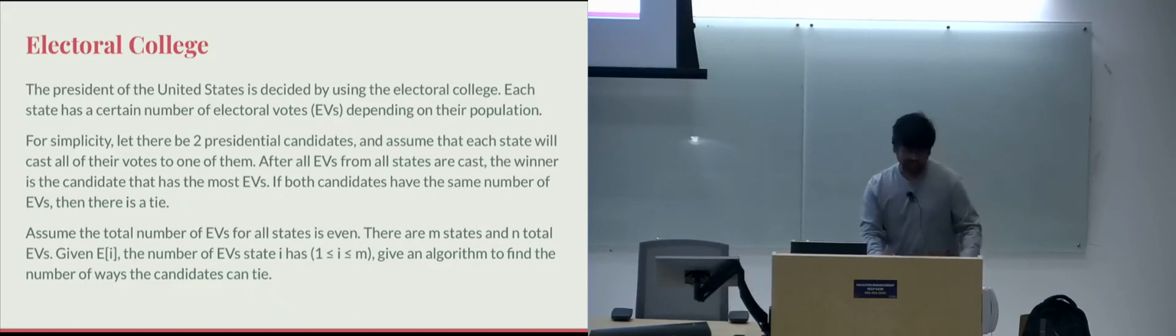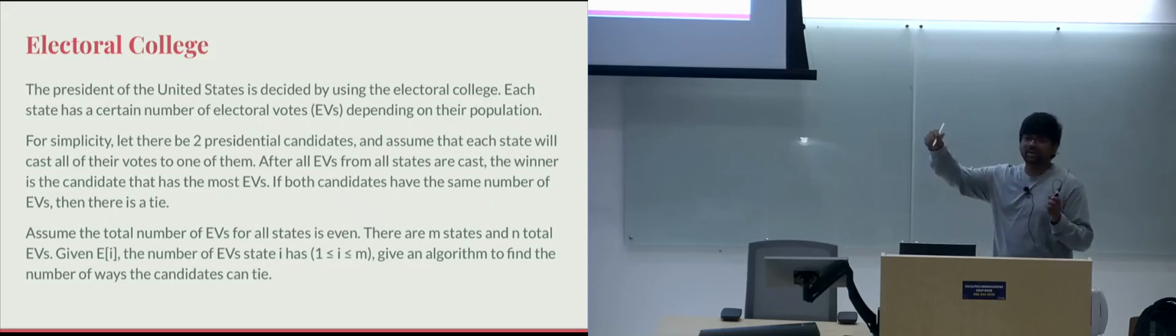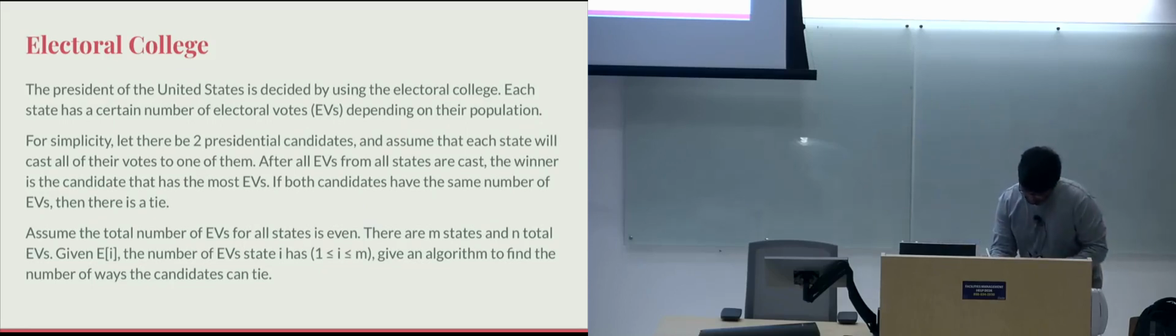So this problem is called electoral college. Elections are going on, and each state has some specific number of votes depending on the population. If they have more population, the value will be more. And there are two presidential candidates that they are going to vote for, and each state will cast all their votes to one specific candidate. Each state has some number k of votes that they can give, but the constraint here is that each state will only give their votes to a specific candidate. So this is the first constraint here.